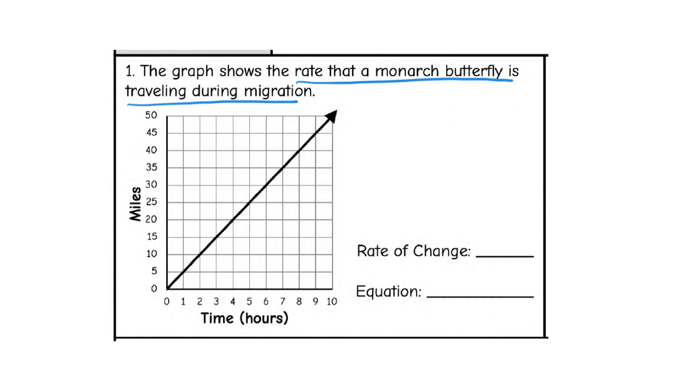So I am looking for the rate that a monarch butterfly is traveling during migration. I know to find the rate, k equals y over x. I know that this is my x-axis, and this vertical line up and down is my y-axis. Let's call y blue.